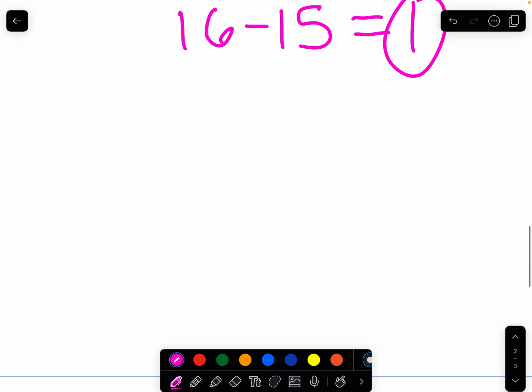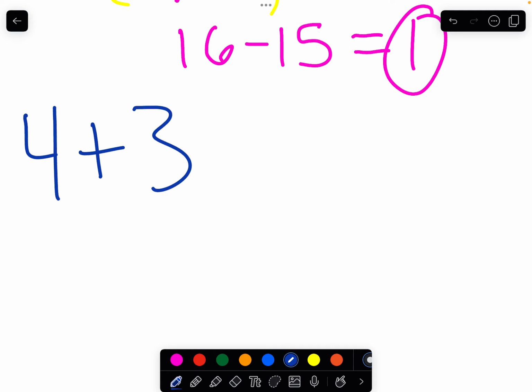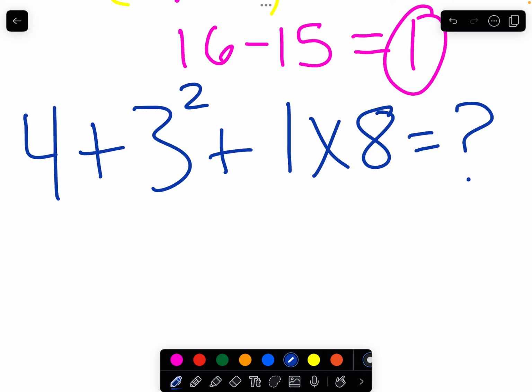Now let's turn up the heat and do an even more complicated problem. Are you ready for this, guys? All right, let's do 4. Let me do a different color. I like to mix up the colors. Let's do 4 plus 3 to the power of 2 plus 1 times 8. Ooh-wee! What could the answer be?